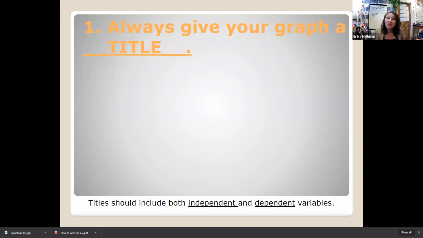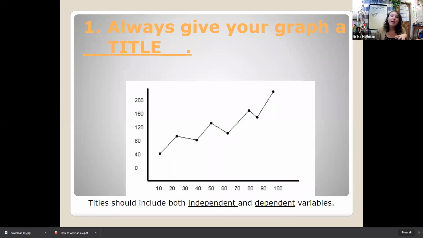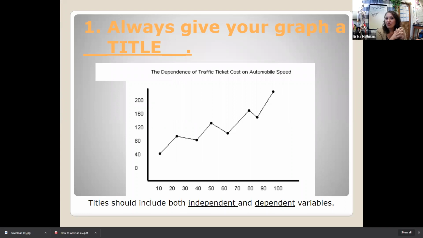Sometimes in chemistry class, you might say the effect of temperature on the volume of gas in a vial. So it's always appropriate to say the effect of blank on blank, because both of those would be your variables. Let's see what this graph would look like if we include a more proper title. This title now says the dependence of traffic ticket costs on automobile speed.